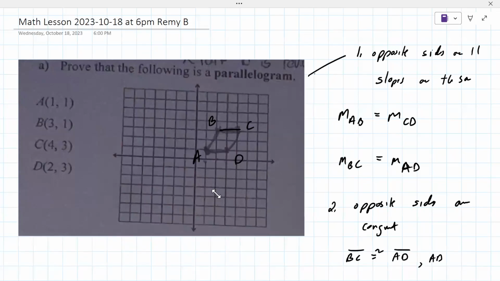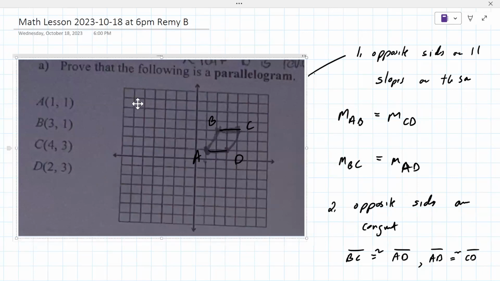Could you just say you counted it on the graph? When they're nice like this, sure. But that's only part of it. That's only those two. The other two, you have to use the distance formula or a triangle thing. Okay. So that's for a parallelogram. You'll notice in number two, it's for a trapezoid. A trapezoid is different than a parallelogram. There are different sets of rules for that.